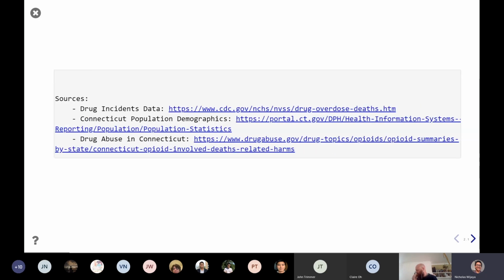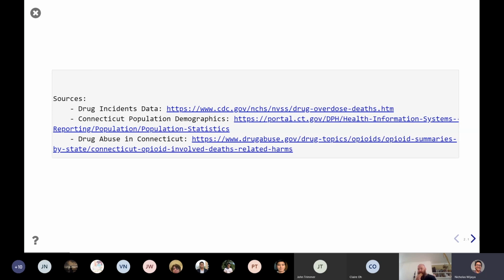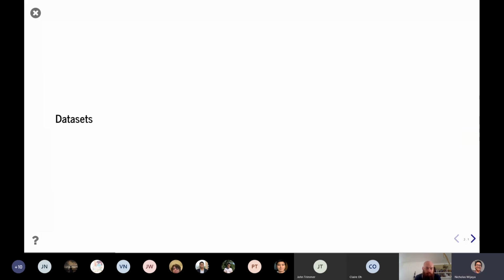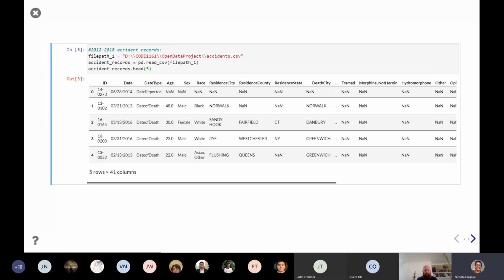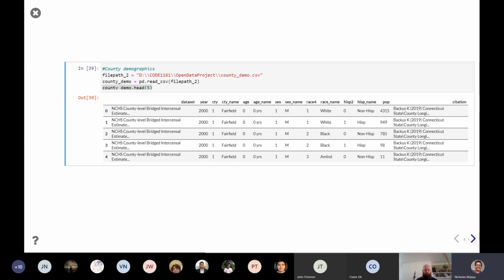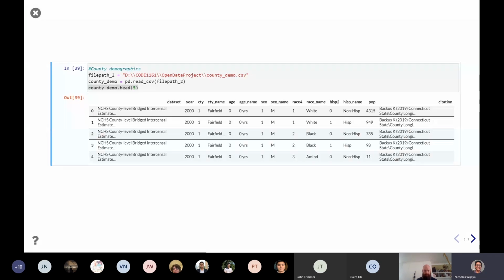These are my sources from the CDC and the online databases. So the data sets that I've used, this one is very specific. This records every single accidental death that happens, on an individual case basis. This one is a little bit more towards demographics, population demographics of Connecticut by county.